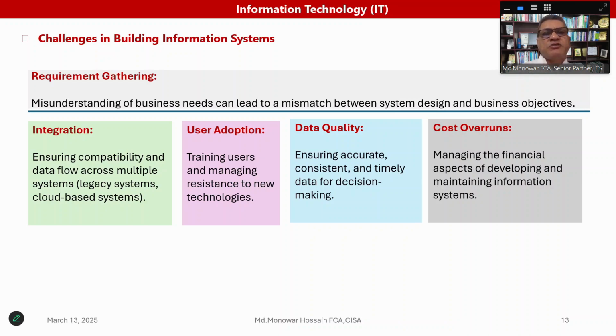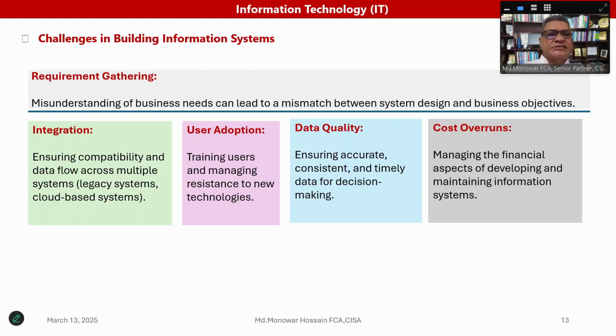And the data quality. Look here, ensuring accurate, consistent and timely data for decision making. If you do not get the required or actual or correct data, then your output will be garbage. So that output will not add value to the organization. So data quality is very important, ensuring accurate, consistent and timely data for decision making.